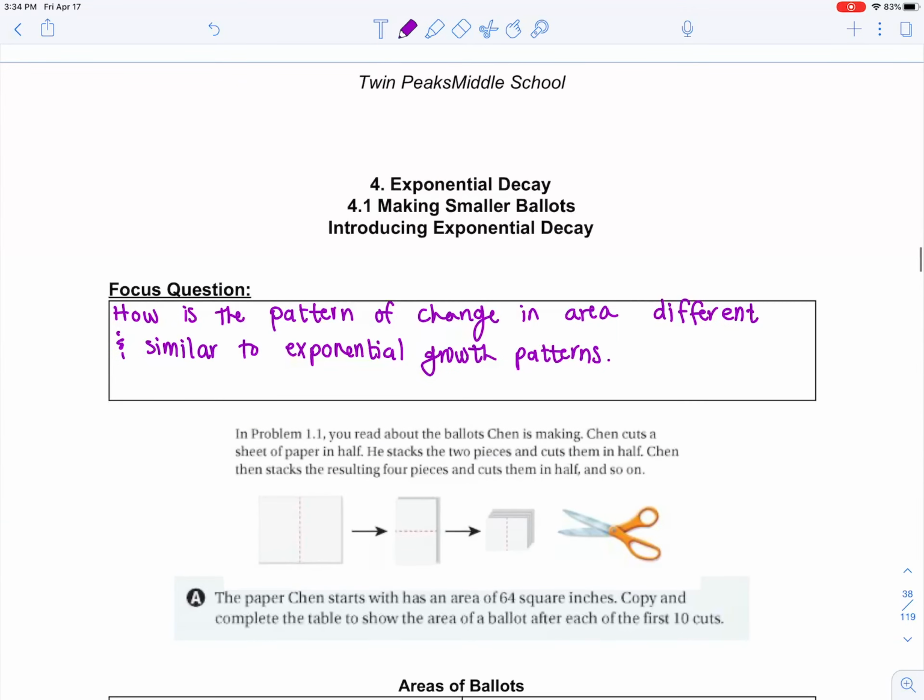Our focus question is, how is the pattern of change in area different and similar to exponential growth patterns? And that should be a question mark. So how is a pattern of change in area different and similar to exponential growth patterns? And what this is in area, that refers to the problem in this lesson. So let's go ahead and take a look at what we're dealing with.